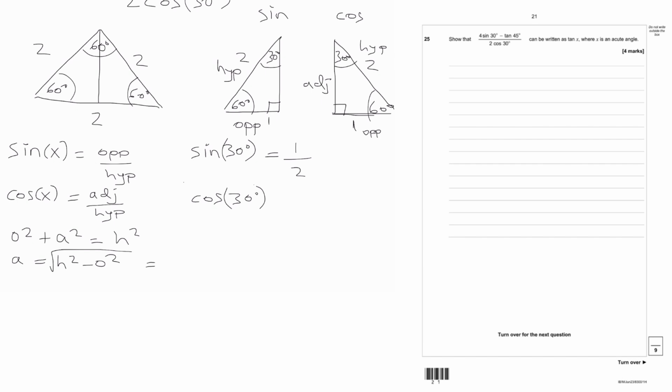So H squared is 2 squared, and then opposite is 1, so O squared is 1 squared. So this is going to be root of 2 squared, which is 4, minus 1 squared, which is 1, so 4 minus 1, root 3. So cos of 30 degrees is going to be root 3 over 2. So we have our sine 30 degrees and our cos 30 degrees. Last step is our tan 45 degrees.